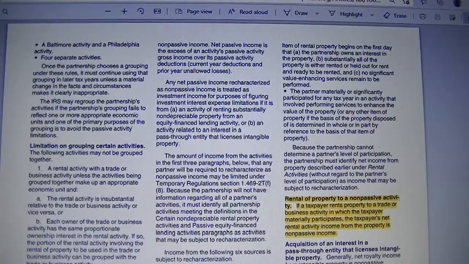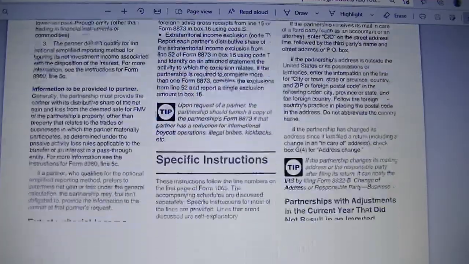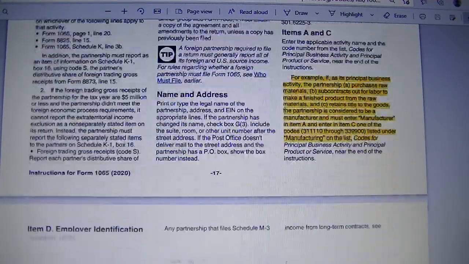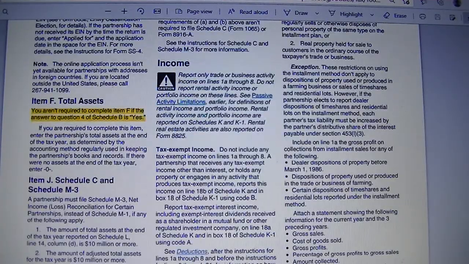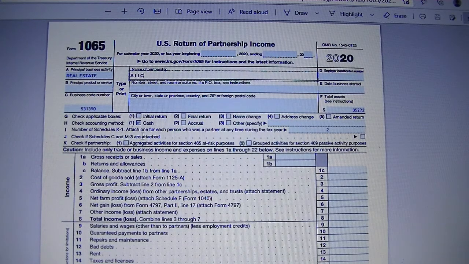If something is important to you, you want to come back to it, you can highlight it. If you just start out, chances are you won't need Schedule M-3. It's 10 million or more, the amount reported on Schedule L, line 4. So if your total assets are 10 million or more, you'll be required to complete Schedule M-3 and attach it. Otherwise, you leave it blank.